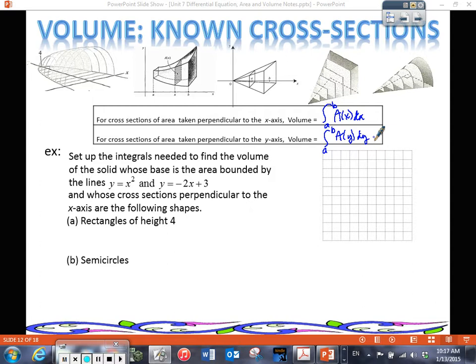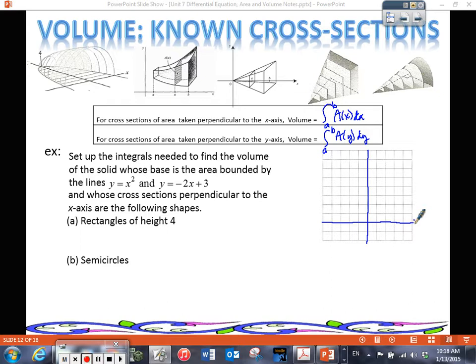So let's look at our first example. It asks us to set up the integrals needed to find the volume of the solid whose base is the area bounded by, and they give us some curves, y equals x squared and y equals negative 2x plus 3. So just like when we were doing area yesterday, I would like for you to draw the base for me. Draw me a picture. Okay, if you use your calculator, just sketch what you have on your calculator.